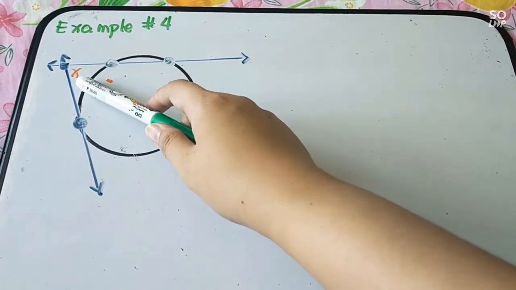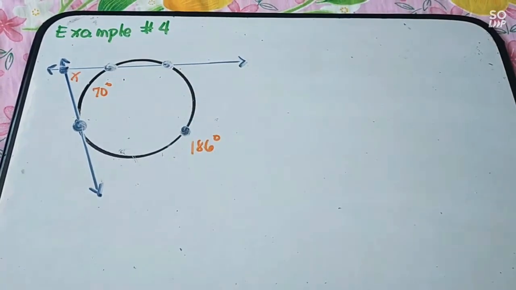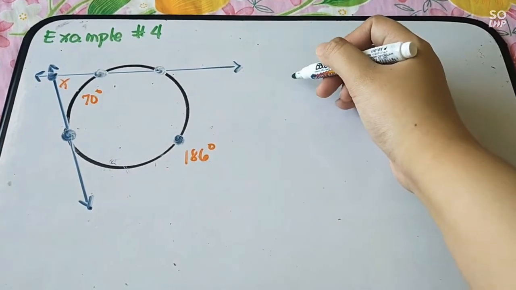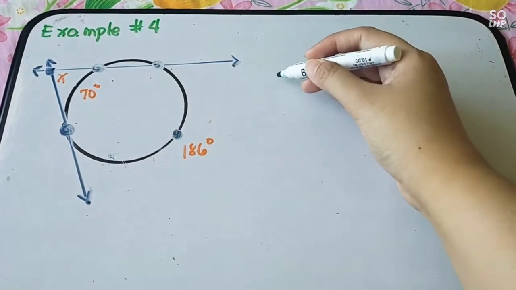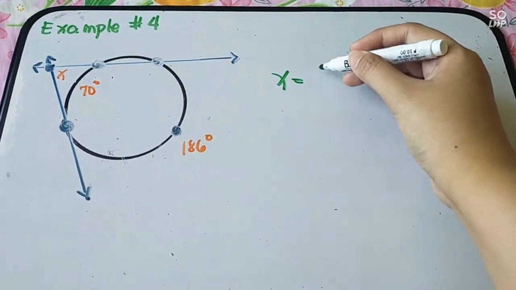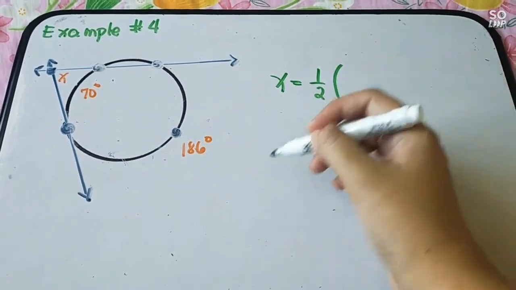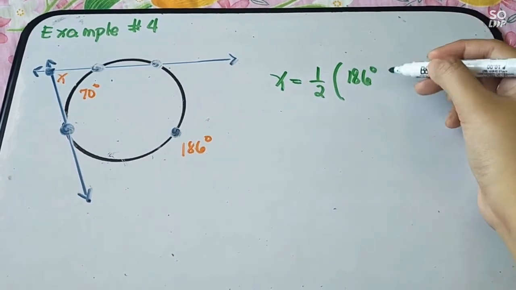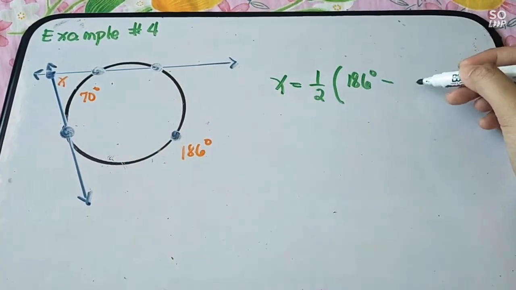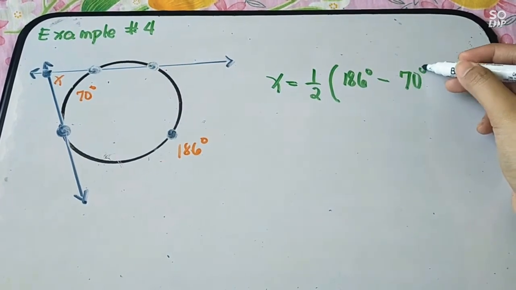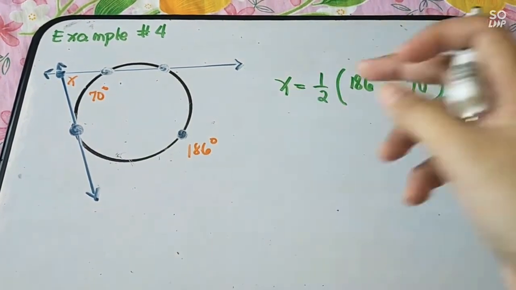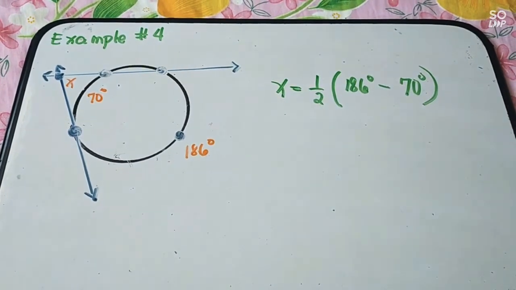We are going to solve for x. Okay? So, for us to have it, let us have the formula. So, yung angle mo ay si x. So, equal siya dun sa 1/2 of the bigger intercepted arc, which is 186 degrees. Subtract mo sa smaller arc, which is 70 degrees. O, ayan na. Meron ka ng working formula for us to solve for x. So, ganun lang siya kasimple.